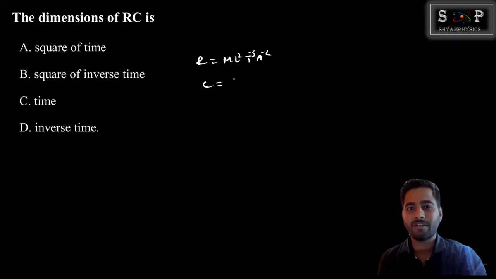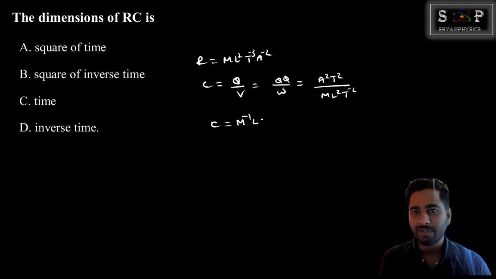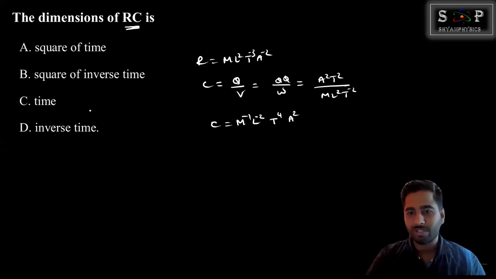Capacitance is nothing but, if you want to write one more time, q by v, that is q by work done by charge. Charge square means A^2 T^2, and M L^2 T^-2 is work done. So on solving capacitance, you'll get M^-1 L^-2 T^4 A^2. So multiply these two, which is actually matching to that, you need to solve the answer.